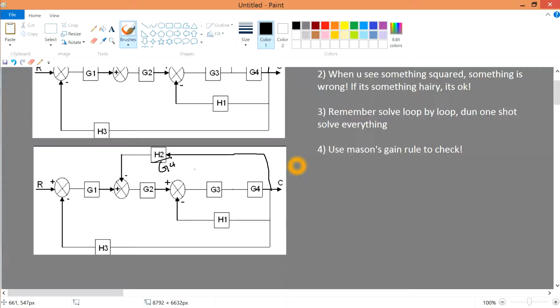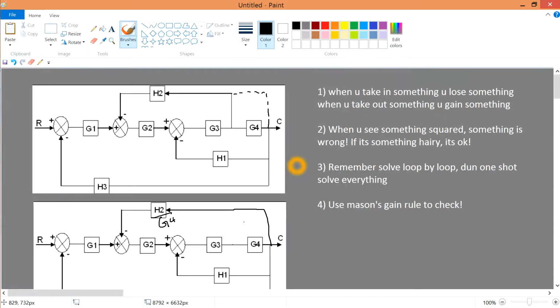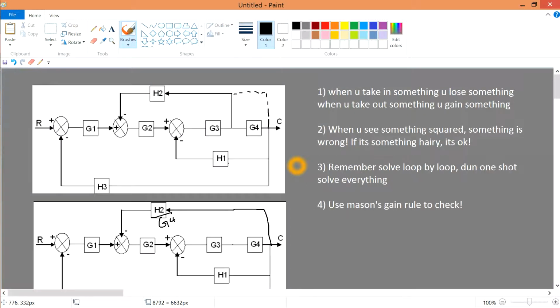I assume that you know the basics already, so when I explain, you know what I mean. If you don't know what I mean right now, then you don't know the basics yet. Sometimes you don't know when to use H2 G4 or whether it is H2 over G4. This is the key concept. If you take something into the loop, you lose something. That means divide. And when you take out something, you gain something.